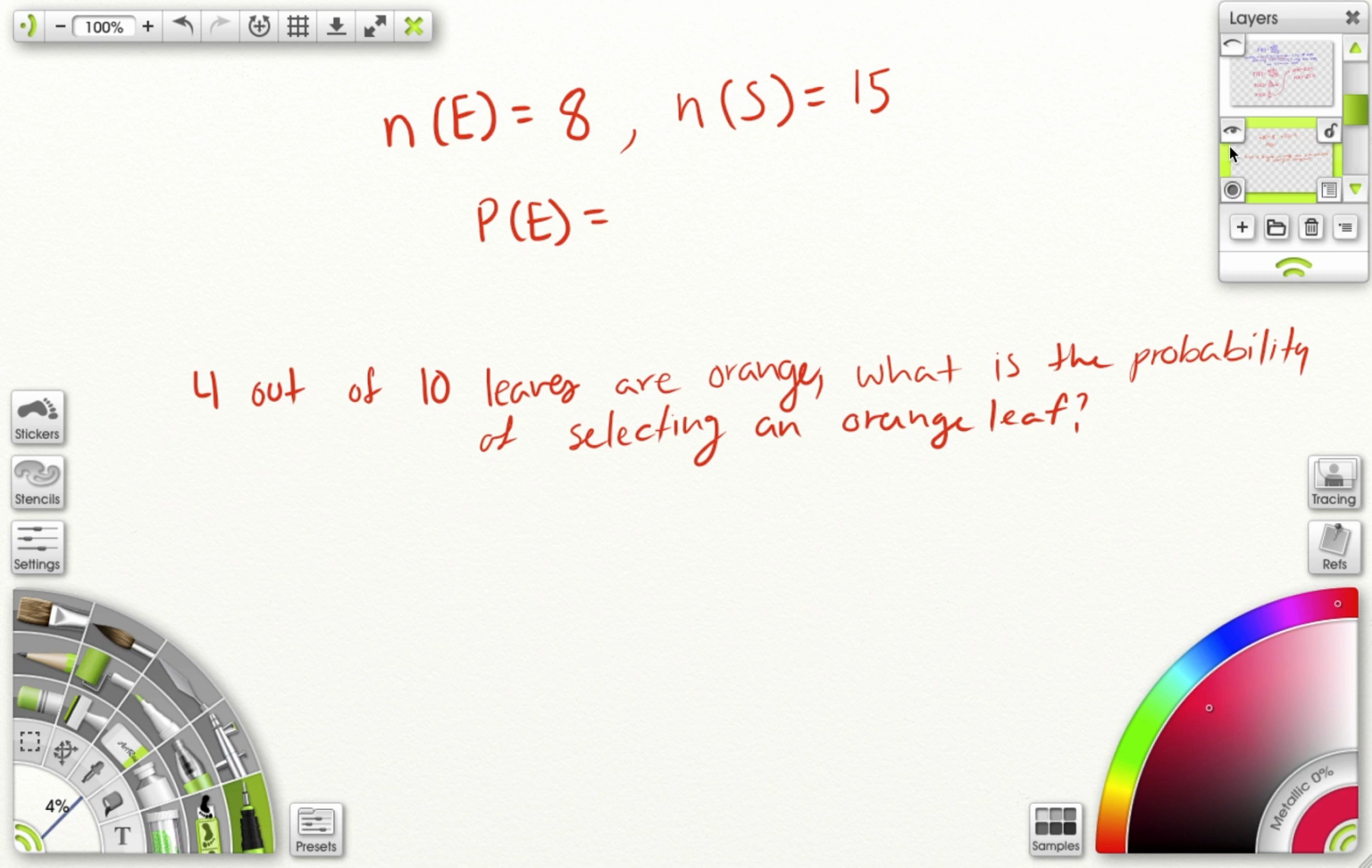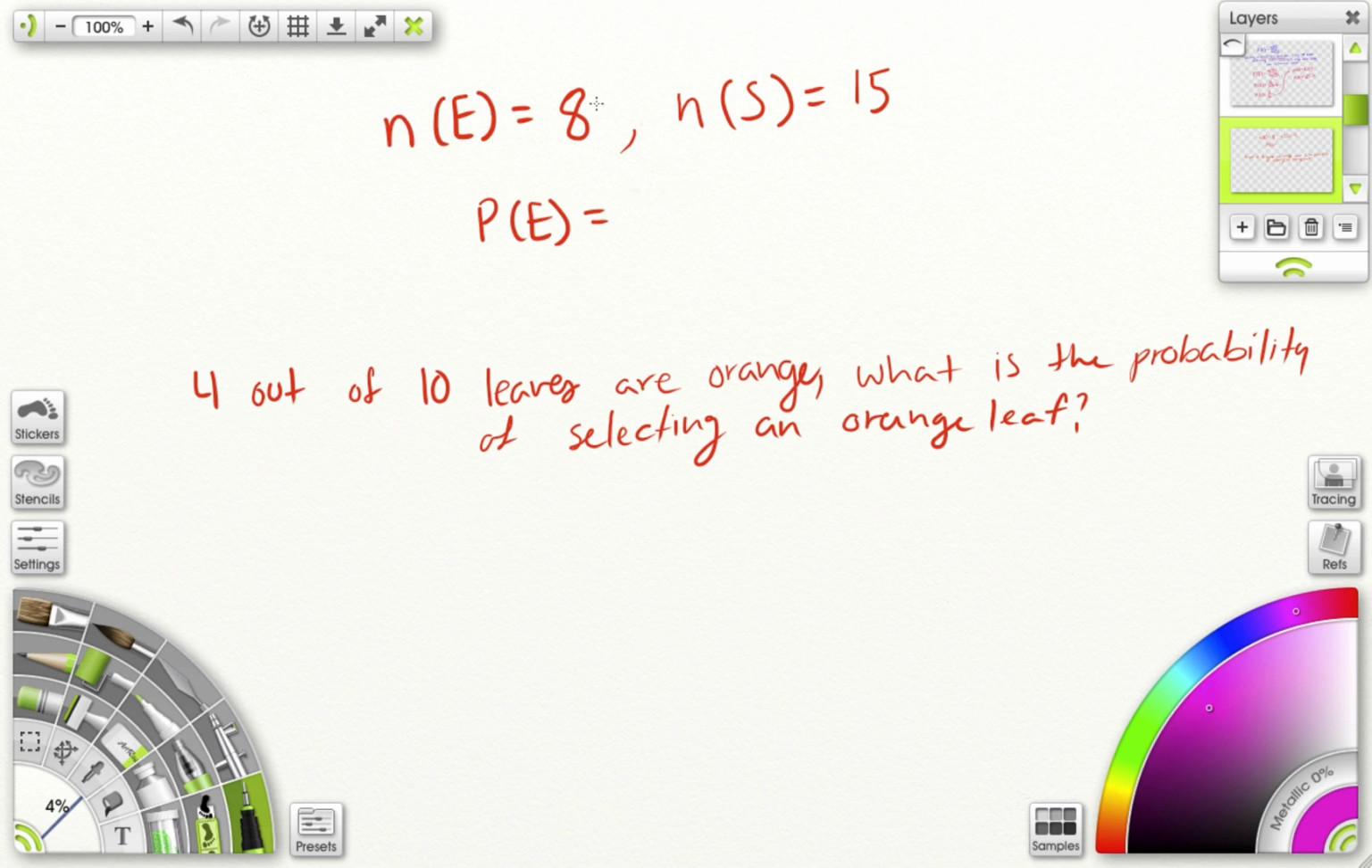So what you're going to be doing today is you're actually going to be given the numbers. So it's going to look something like this. n(E) equals 8, n(S) equals 15, P(E) equals blank. So we have 2 sample problems. Let's do the first one. This one, there's no word problem. It's basically just the numbers given to us. So we're trying to figure out what P(E) is.